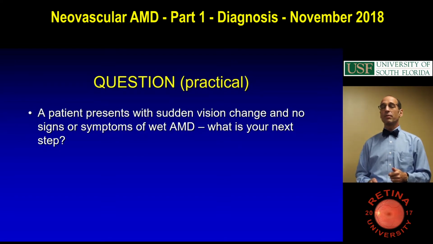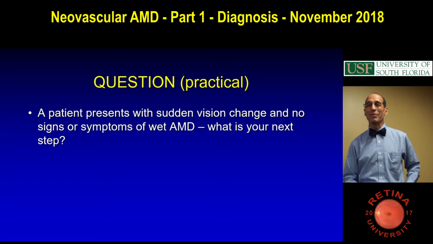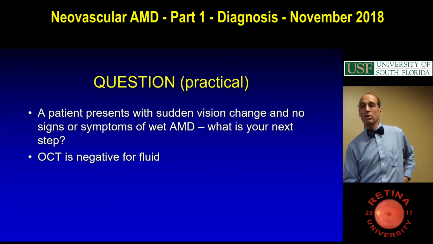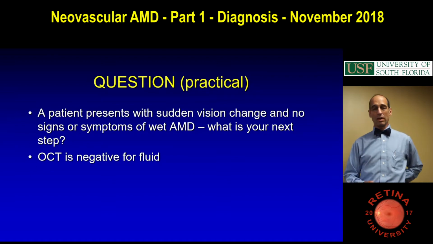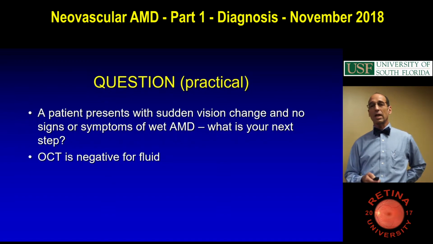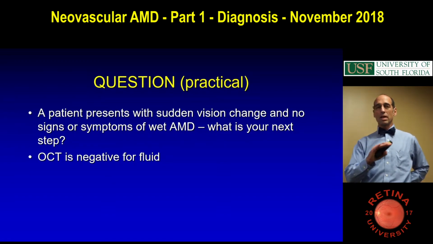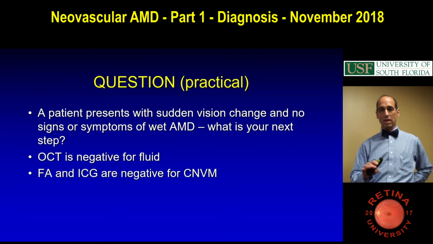So I have pictures. Oh, so practical. So I put questions in just because it gets boring. So a patient presents with vision change, and they have none of those. Well, they have the symptoms, I'm sorry. They present with vision change but no signs of wet AMD. What's your next thing you're going to test? What test are you going to get? OCT. So you get your OCT, and this happens regularly. You get an OCT, there's no fluid on the OCT. Anything else you'd want to maybe check?